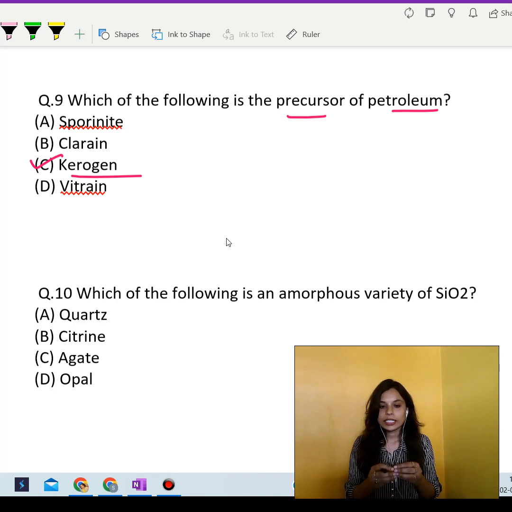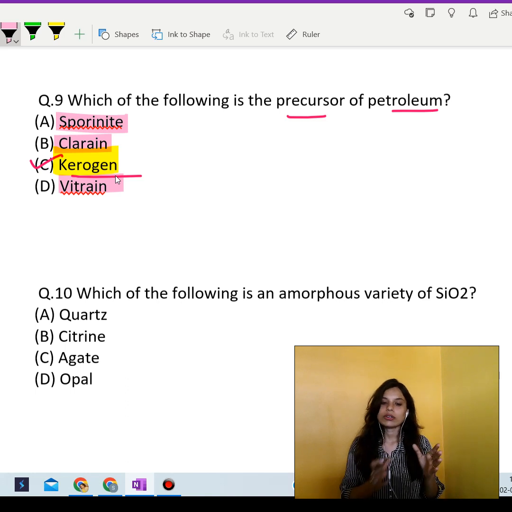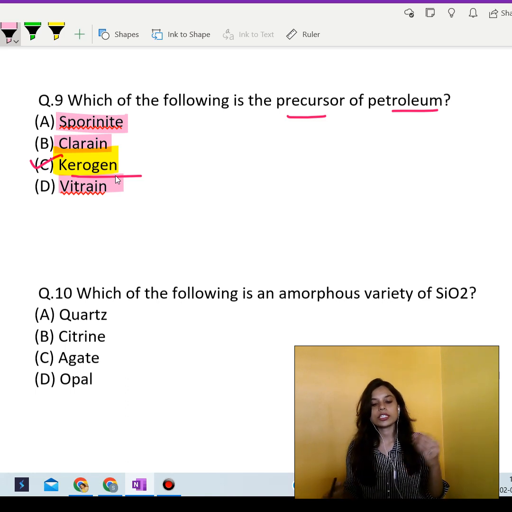Okay, and these hydrocarbons are the primary components of petroleum. Okay, that is why kerogen would be the correct answer. What about the other options that I haven't chosen? Sporinite, clarine, and vitrine. These belong to the maceral groups within the kerogen itself. Okay. So each maceral group represents a specific type of organic matter based on its origin and composition.